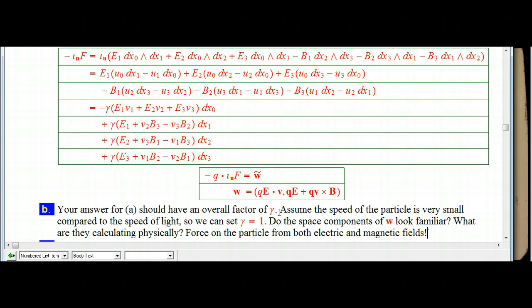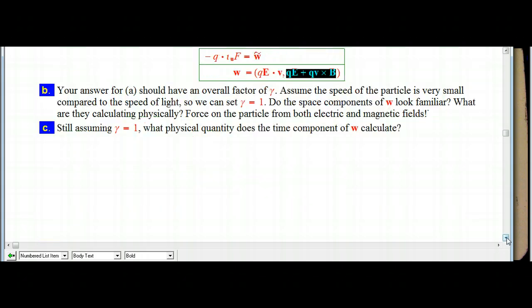And so it's beautiful that this Faraday 2-form, put in with this four-dimensional velocity, automatically pops that out. But we get a bonus too. That's the space component, which makes sense for a spatial force. Well, what is this extra thing calculating? Again, just set gamma equal to 1 for simplicity, not to get too weird about relativity. QE dot V. QE, again, is the force due to electricity. And if I take a force dot a velocity, think about what that calculates.